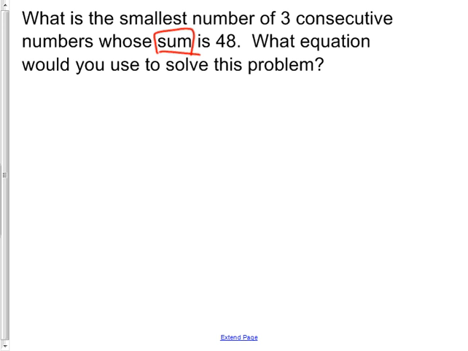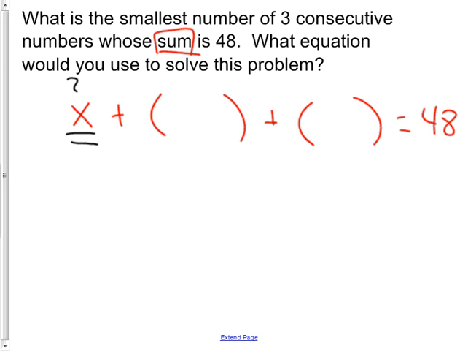Addition. So, here's the first number plus the second number plus the third number is going to equal 48. I can say that the first number is x because that's the same as saying, gee, I don't know what it is, right? But they're consecutive numbers. So this first number is x. What's the second number going to be?